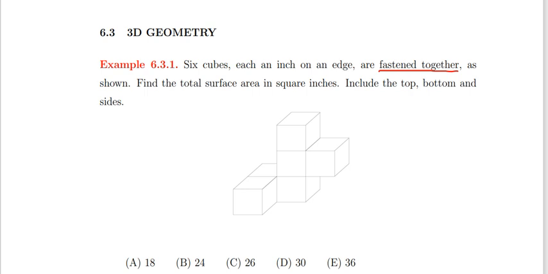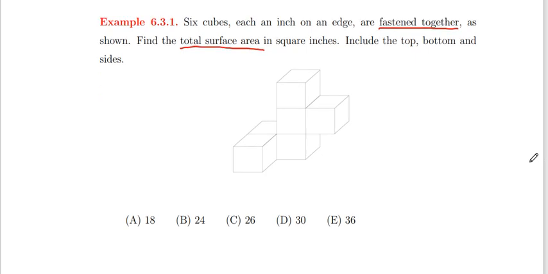Okay, so what do we want to find? Find the total surface area, including the top, bottom, and sides. So it's a surface area problem. We have 3 sides facing us like this. So we just check these 2. Okay, there are 2 put together.